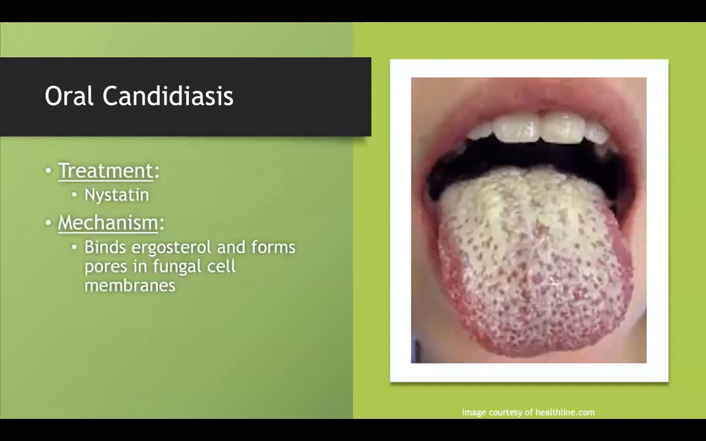Nystatin, I'm just going to give you the mechanism because I've seen a lot of test questions on antifungal mechanism of action. So just don't get tricked. Nystatin, what it does is it actually just binds ergosterol and it'll form pores in the cell membrane. So it's kind of a cool mechanism. And it's the exact same mechanism as amphotericin B. Okay, so those two, just remember those antifungals, they like to punch holes in stuff.